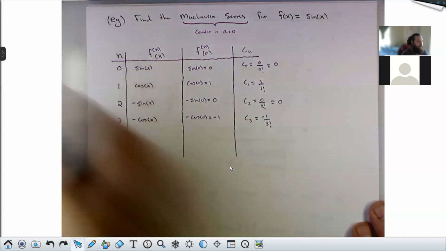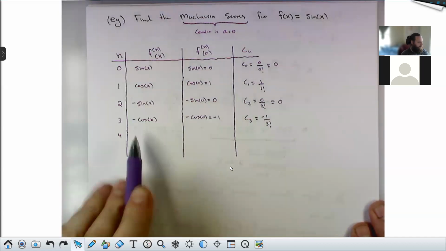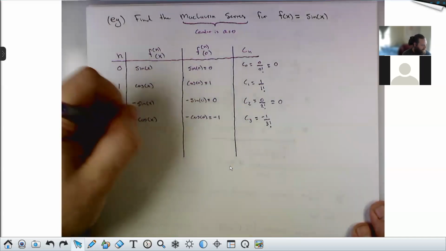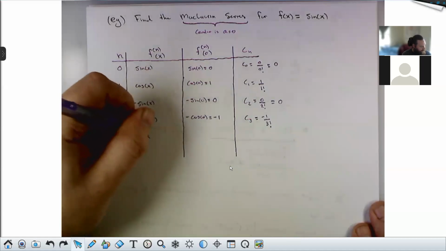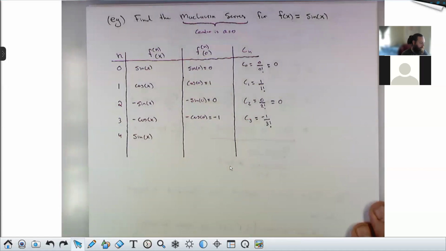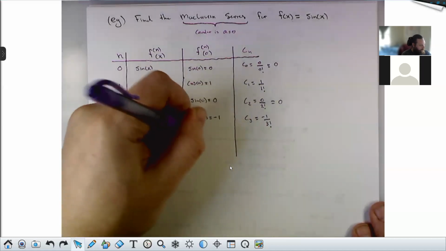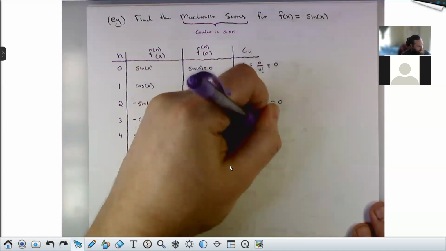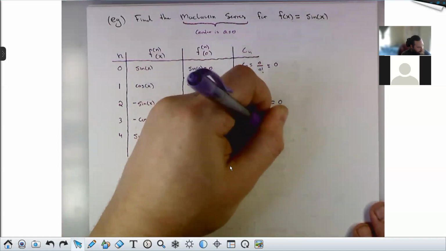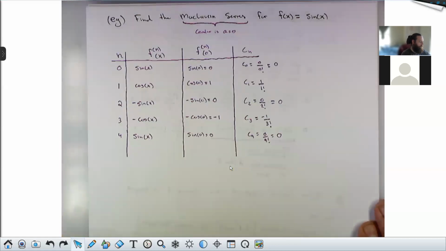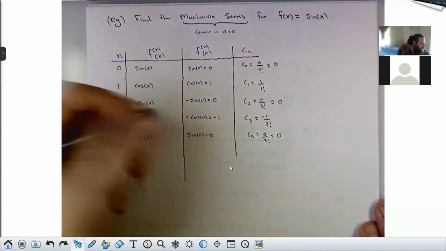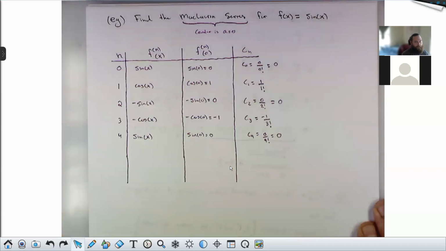Continuing, when n is equal to 4, I need to differentiate this to give me the fourth derivative of sine. Well, the derivative of cos is negative sine. So this is negative sine x, which is just sine x. We're back around to the start. Evaluating that at 0, sine of 0 is 0. So C4 is 0 over 4 factorial, which is 0. I'll do 2 more rows here and then try to observe the pattern.